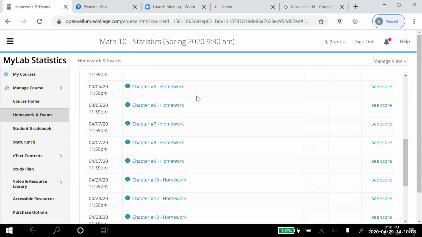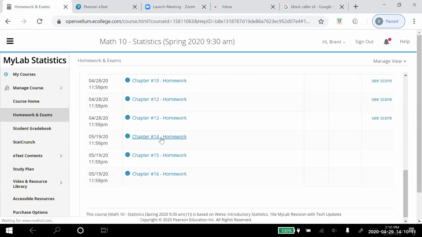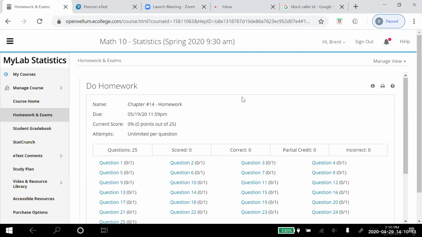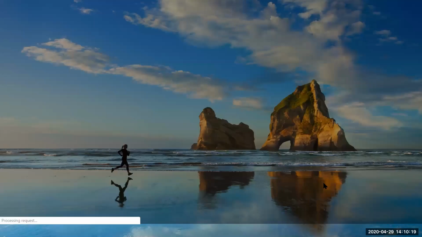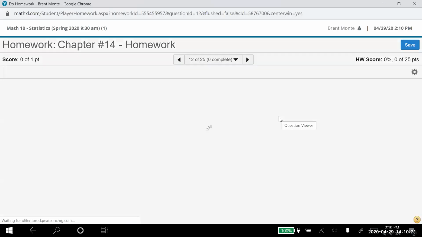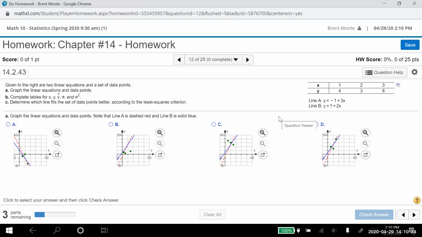Hopefully it hasn't logged me out. So let's go into chapter 14. Well, that's good. Okay, the first problem I want to do is problem 12. So let's take a look at this. All right, let that come up. Okay, so this one, graph the linear equation. They give us two different equations here, lines A and B, and we have some X and Y points. Those points they've plotted in green, and then they've drawn the two lines. We have to figure out which of these lines is correct.